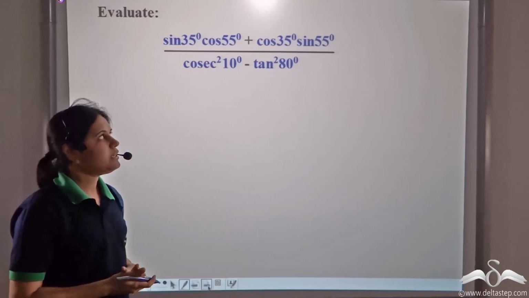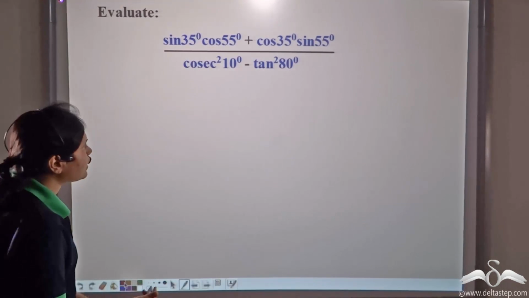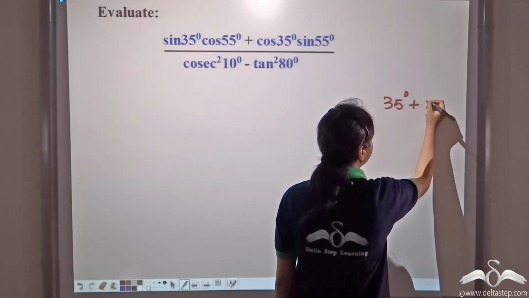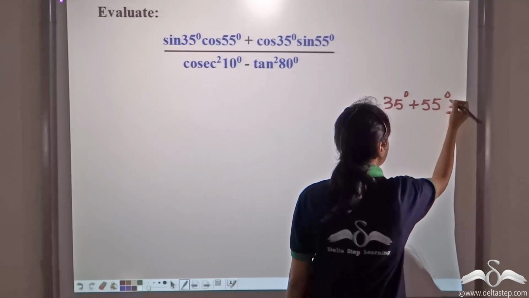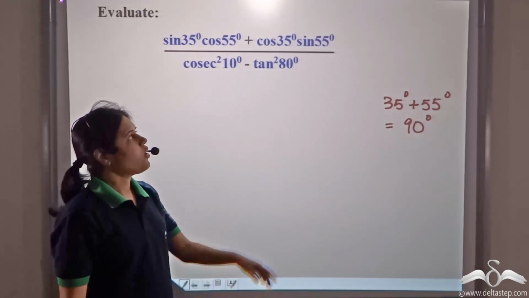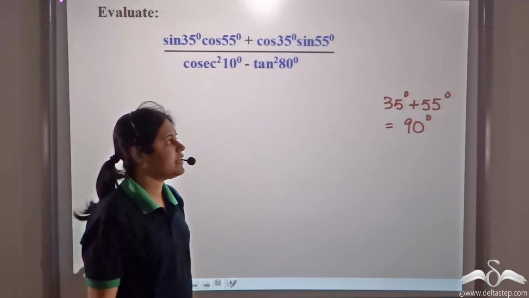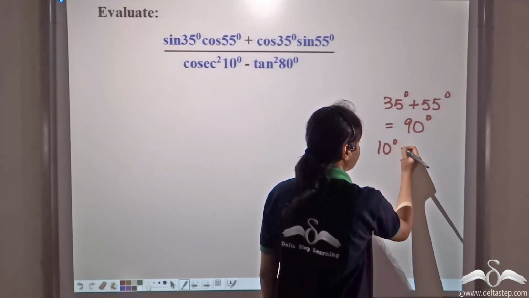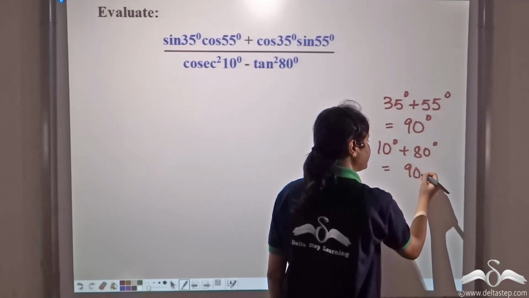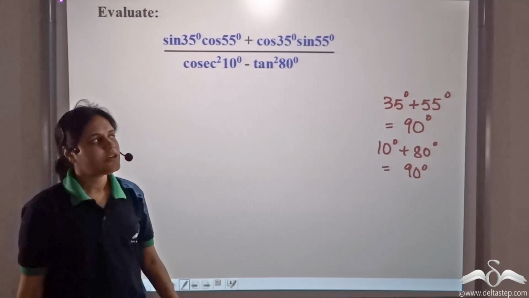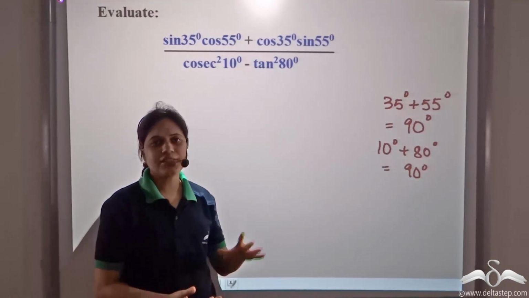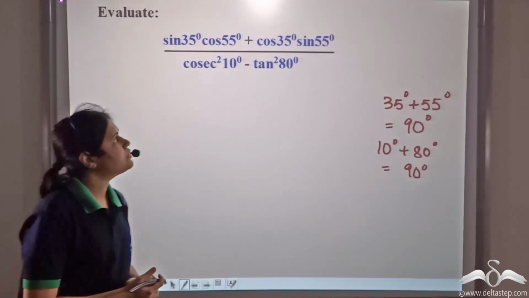If you look carefully, you will observe that 35 and 55 are complementary angles. Also, 10 and 80 are complementary angles. So let us try and see if we can use the properties of complementary angles to evaluate this.